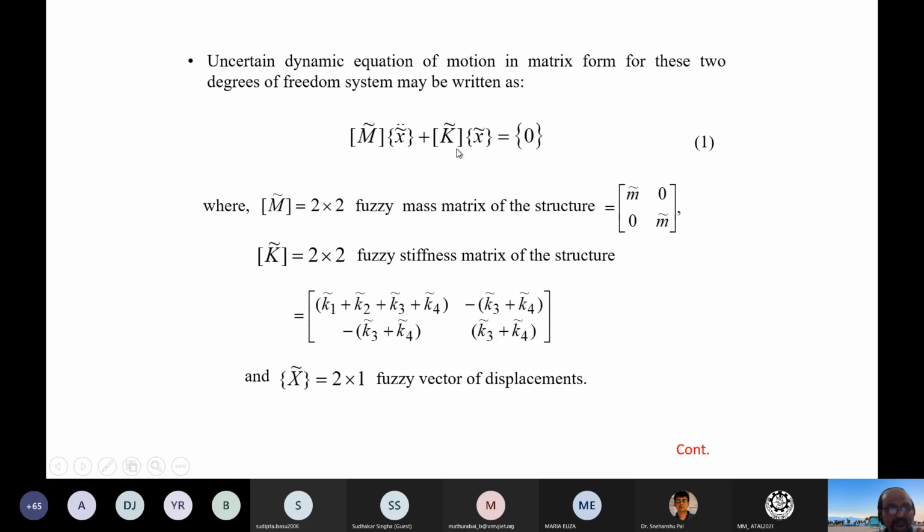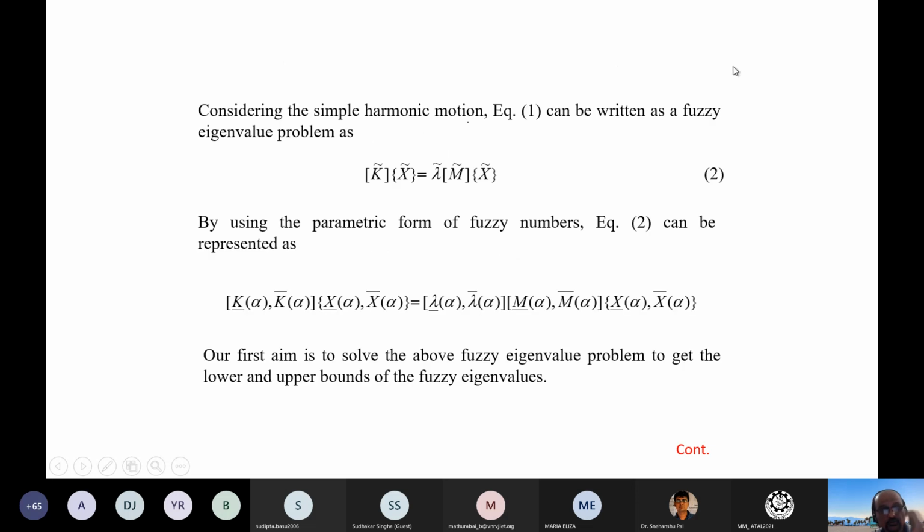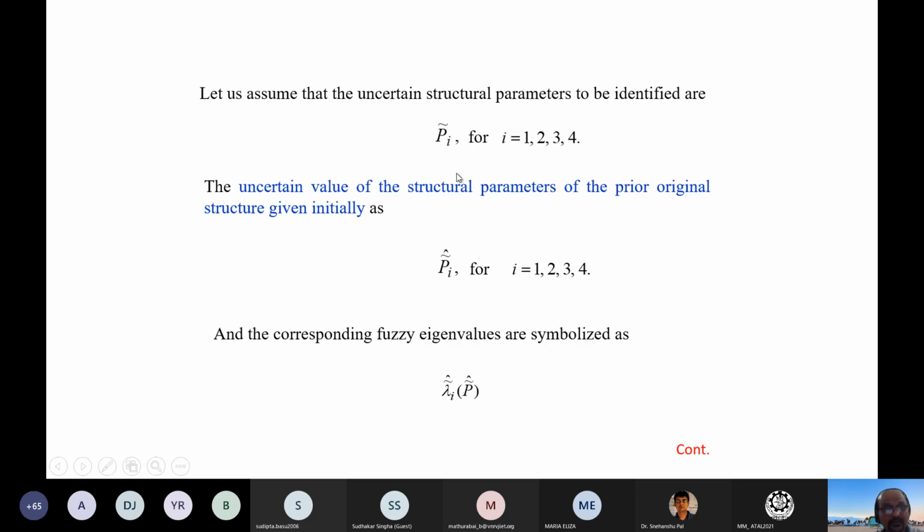So I can find here the eigenvalue. Actually, this will convert to the eigenvalue problem, equation 2, that is k tilde x tilde is equal to lambda tilde m tilde x tilde. Using alpha cut, etc., those eigenvalues I can find.